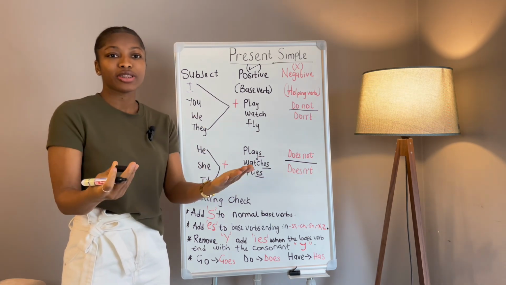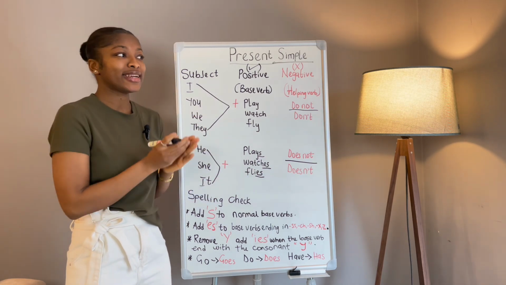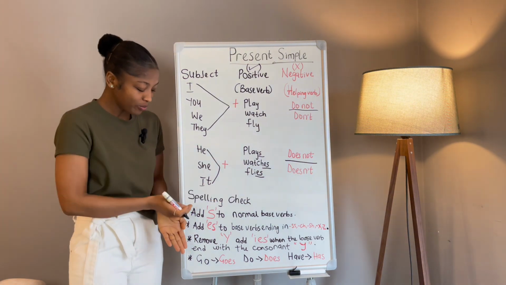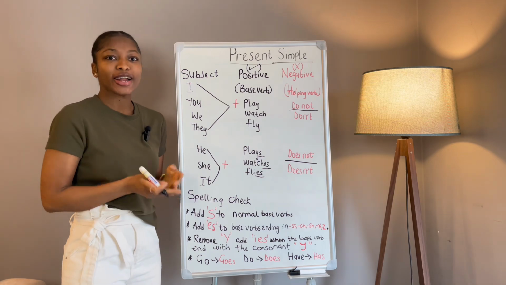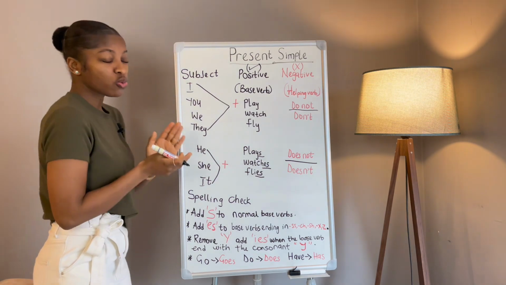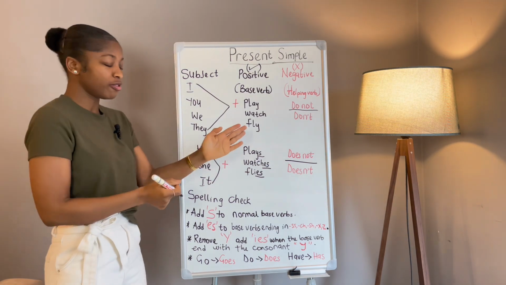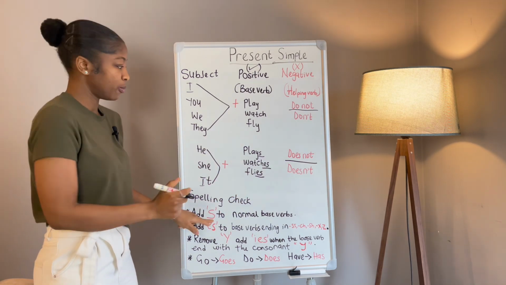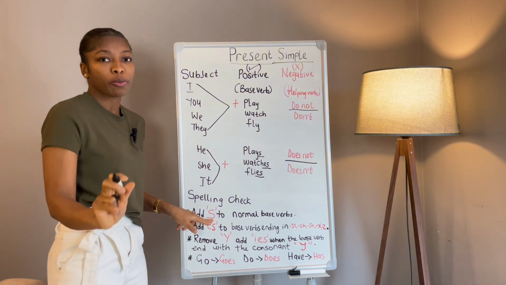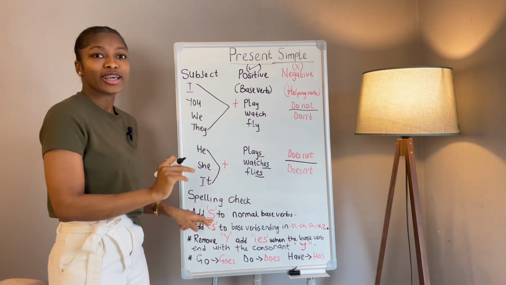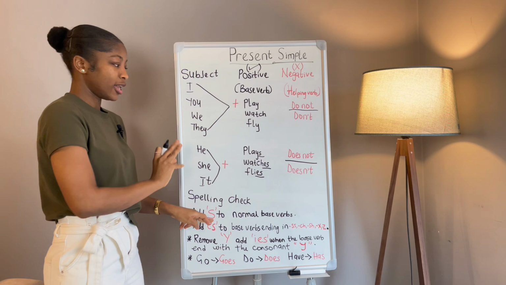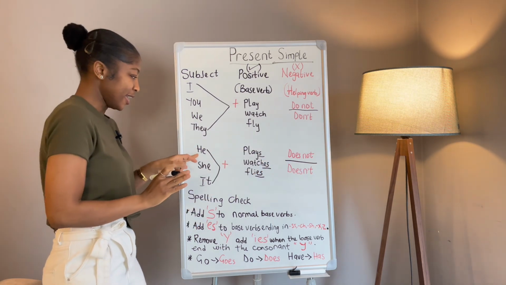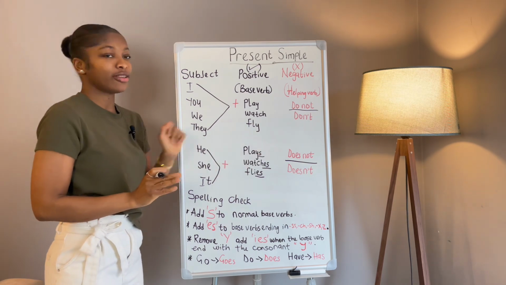And we have a rule for this. How do we know if we're adding s, es, or ies? Well, I have written down some of the rules here and I'm going to explain. So in a situation whereby we have a normal base verb, all we do is add s to the verb. So in this case, play is a normal verb. For example, play, jump, swim. This is a normal verb. We just add s to it. So he plays, she plays.